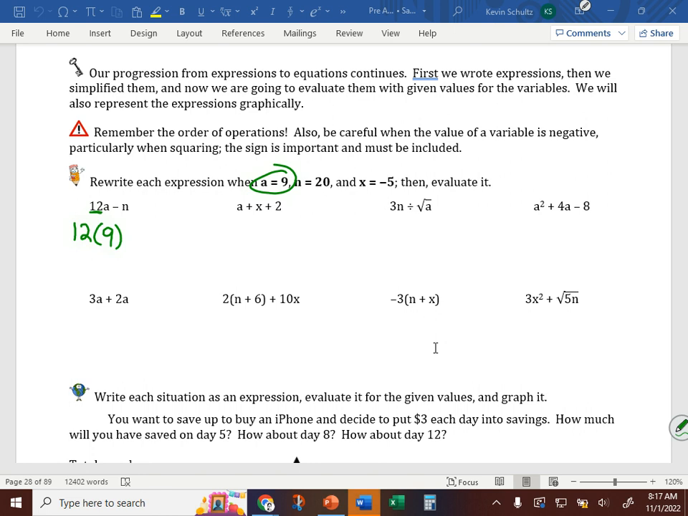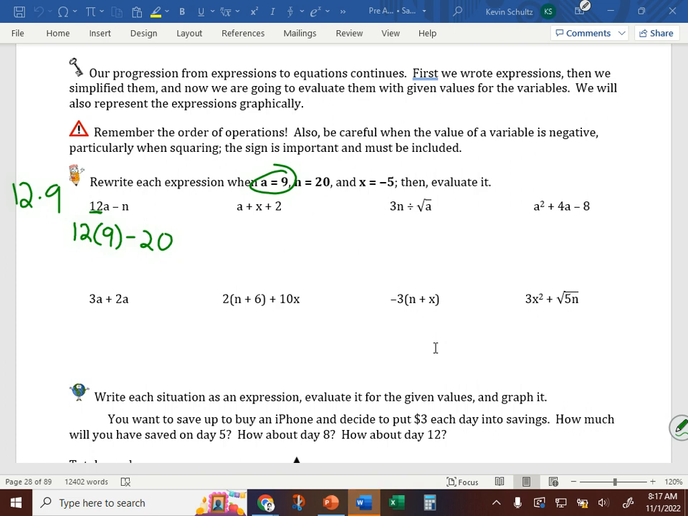And you can write that with parentheses. You can write it with a dot. Either way is fine, but that's what that coefficient tells you, okay? Sometimes there's confusion with what operation is between a coefficient and a variable. Well, you are multiplying. So 12 times 9, and then we're subtracting 20. So 12 times 9 minus 20.